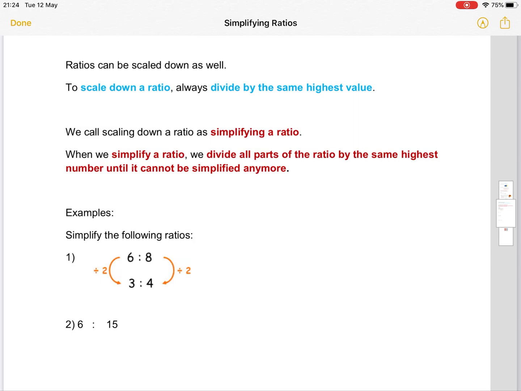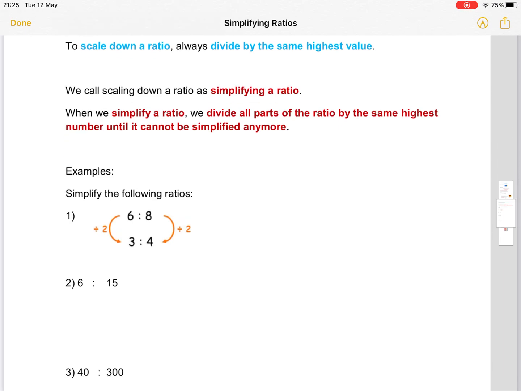Can I find another number which I can divide 3 and 4 with? No, I cannot. So that is the answer, 3:4. When your answer cannot be simplified anymore, then that is the final answer, okay?